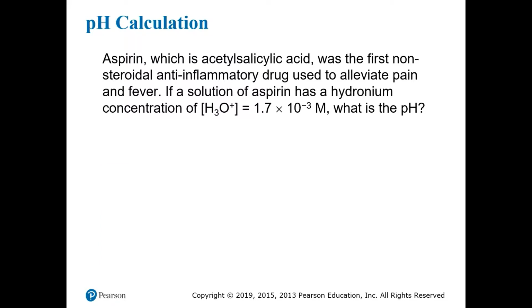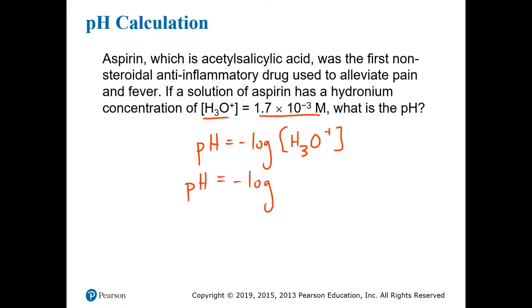To answer this question, you really just need to remember the definition of pH. We know that the equation is that the pH equals the negative log of the hydronium concentration, H3O+. Since they gave us the hydronium concentration directly in the problem, we can just put that into the logarithm and we get the pH is the negative logarithm of 1.7 times 10 to the minus 3. We can leave out the unit. pH doesn't really have a unit, so we don't need to worry too much about that.